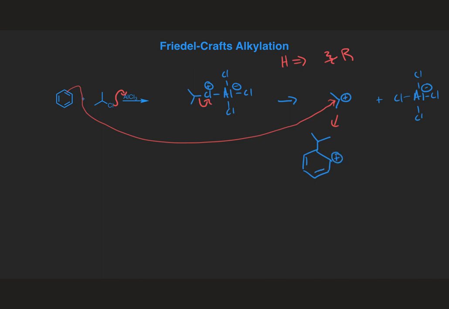Again, this carbocation is resonance stabilized, but I'm not going to draw out all of those resonance structures. This then reacts with the aluminum tetrachloride to pull off this H, or this proton, and regenerate aromaticity, which is going to form isopropyl benzene as the final product in Friedel-Crafts alkylation.